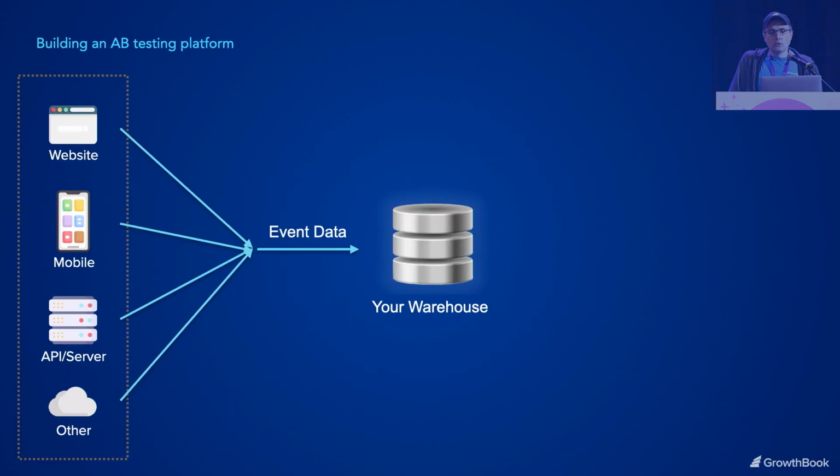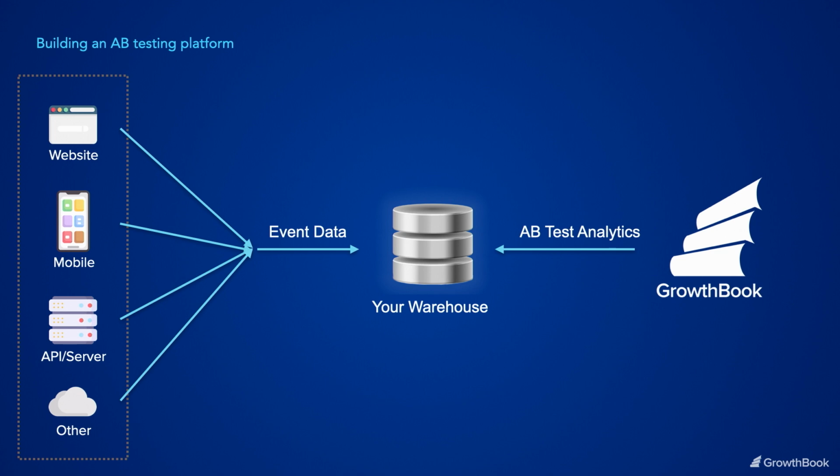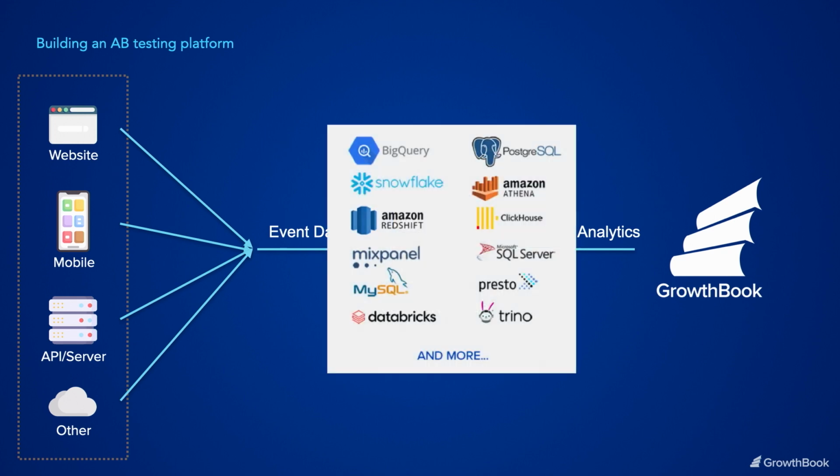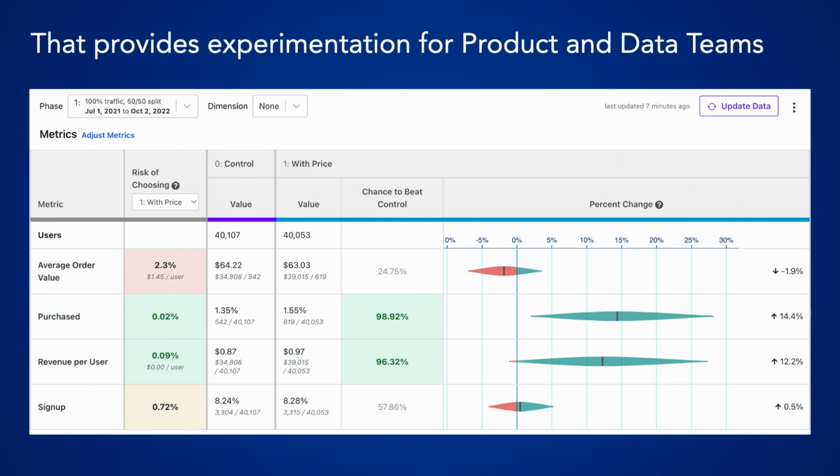And so GrowthBook is a Docker container that you can just run, and it connects to your data warehouse and then gives you a full suite of experimentation analytics on top of that. And we support really any data warehouse that you might have data in. We support connecting to it. And then you get experimentation dashboards like this, out of the box, completely for free and open source. And it comes with full dimensional analysis and some really advanced features there that are pretty hard to build yourself.